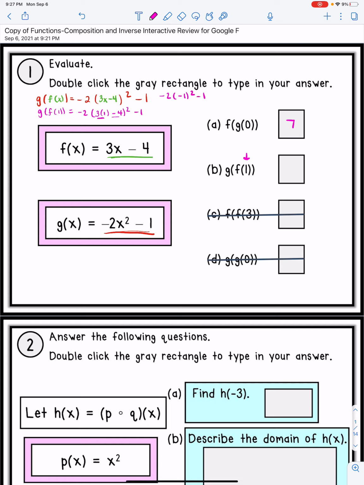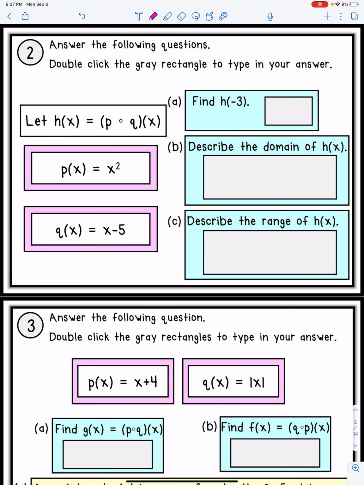Now from this, you're going to do the squared next. So negative 1 squared is positive 1. So negative 2 times 1 minus 1. That's negative 2 minus 1, negative 3. Okay? All right, now I marked these out so you don't have to do them. Moving on to slide number 2.